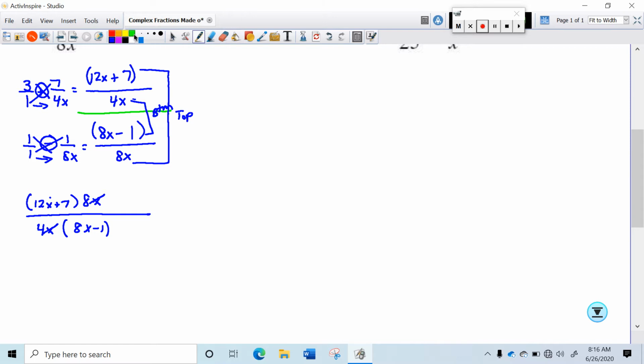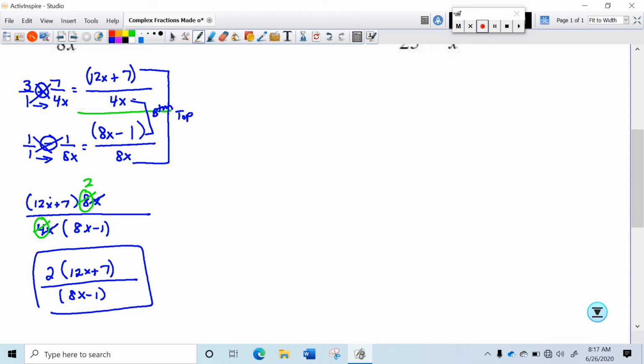I can deal with this. I do know that 8 divided by 4 is 2. So whatever is not canceled out is my answer. That 2, I'm going to move it to the front. So on the top, I have a 2 and a family of 12x plus 7. On the bottom, I just have a family of 8x minus 1, and that's the answer.